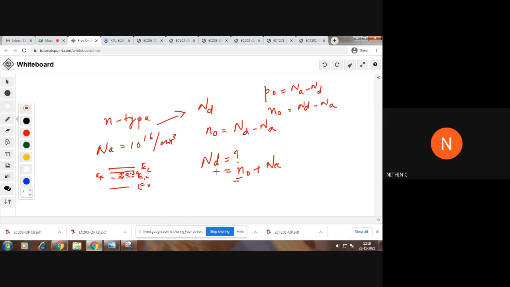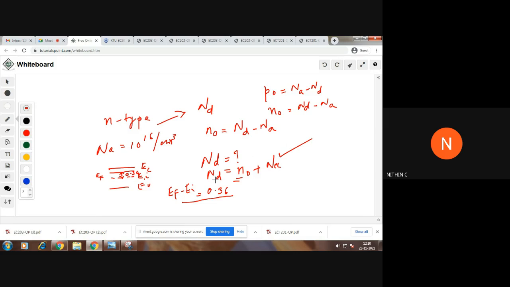In this expression you need to find the value of Nd. Na you know is given in the question. What you need now is n0. You need to find n0, and for that the clue that is given is EF minus EI, which is given as 0.36. You find n0 by using this value, and then you sum it with Na, and you will get the Nd value. You only need to think a little.